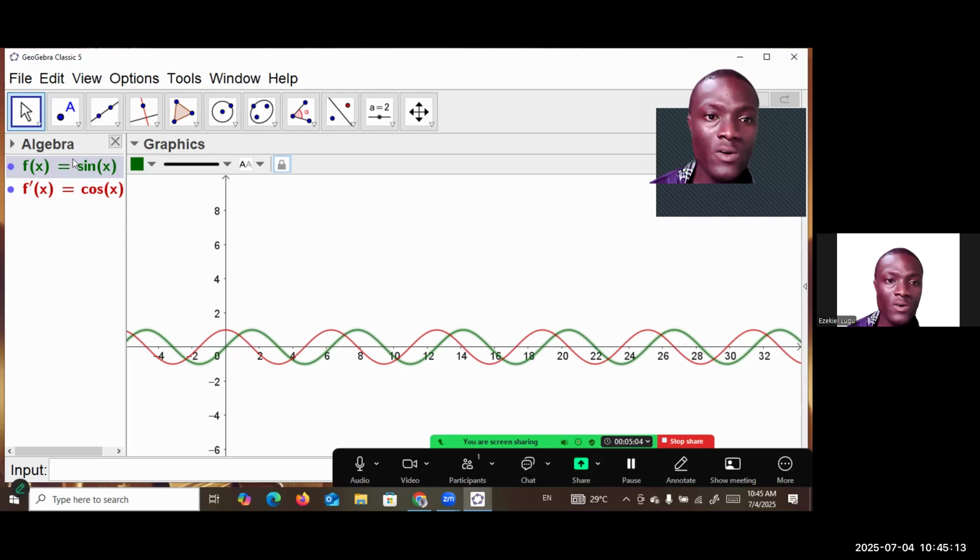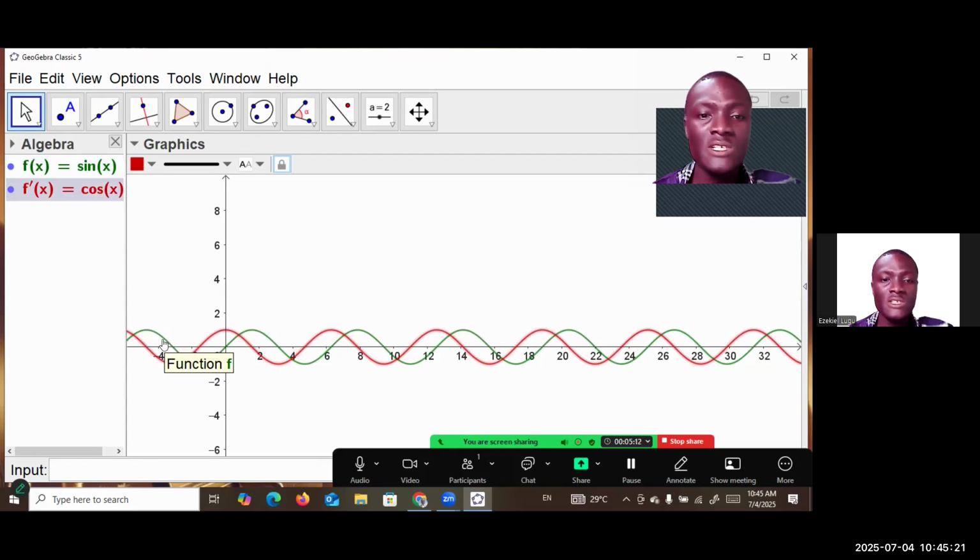For sine, it's represented in green. So this is the graph of sine. When you differentiate sine, you get cos, of course, and GeoGebra plots it for you directly. So let's move on to another function.